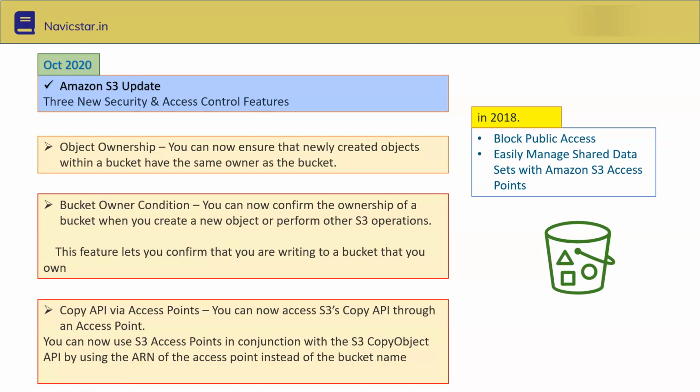The first one is the object ownership. So in the object ownership, what happens is when you create a S3 bucket and you share that bucket with multiple account holders, those multiple account holders can create an object in that bucket. But the problem was, the moment they create a new object, the S3 actual bucket owner does not have control of that, and there was confusion in that. So to avoid that, they have launched this feature of object ownership. So you can now ensure that newly created objects within a bucket have the same owner as the bucket.